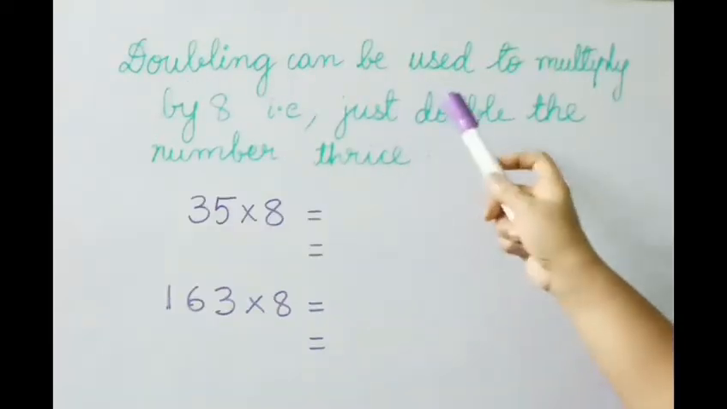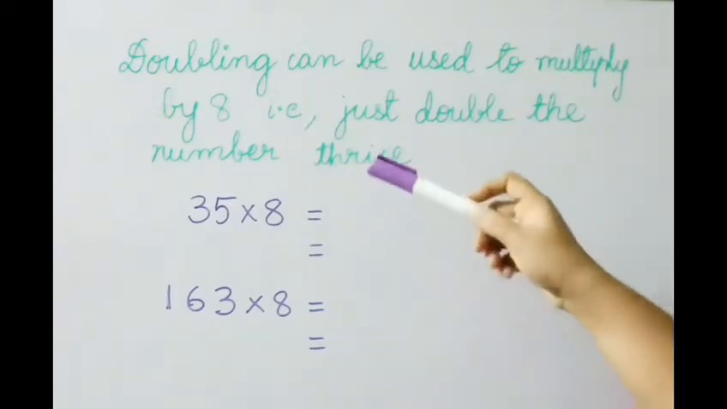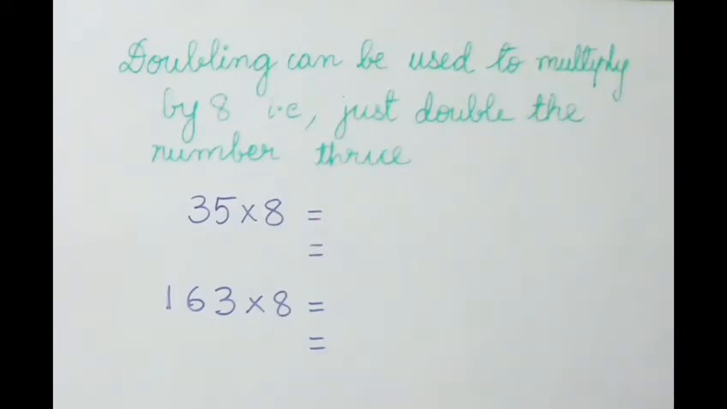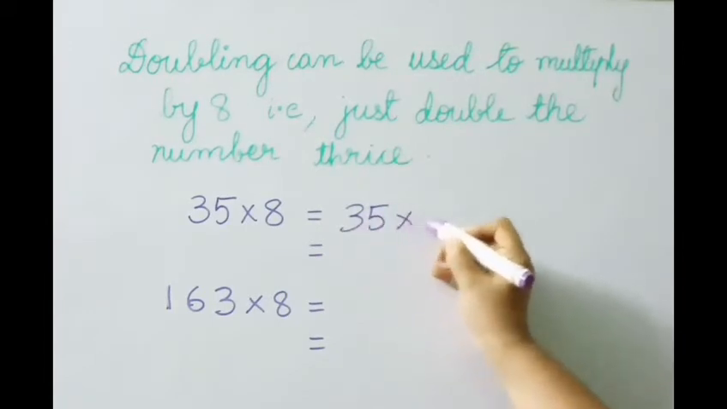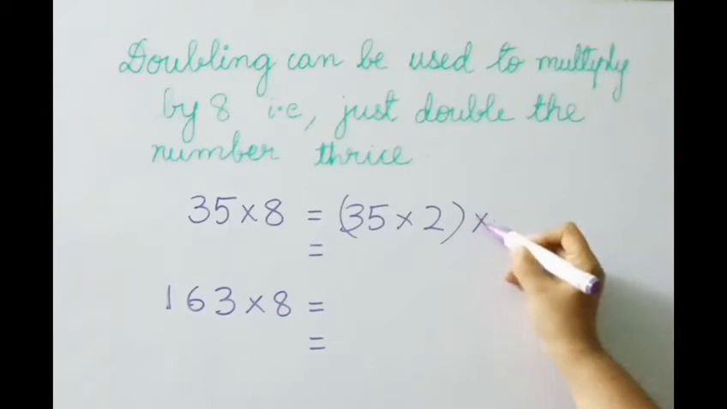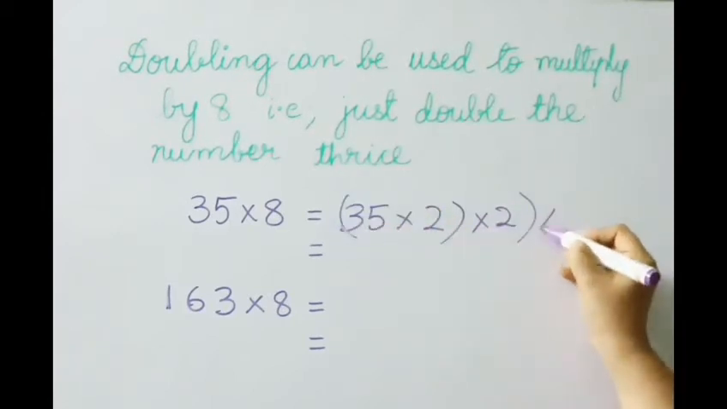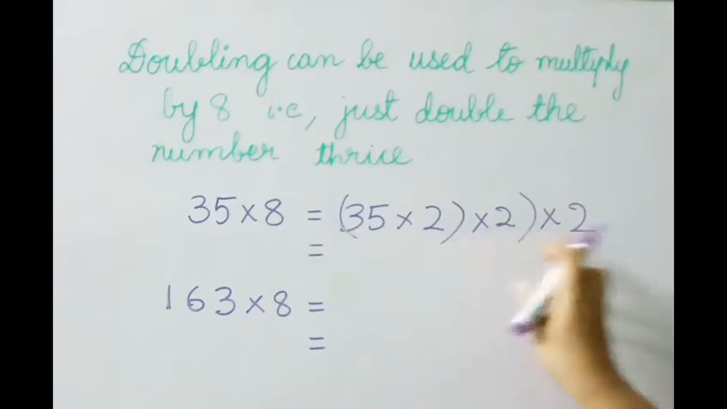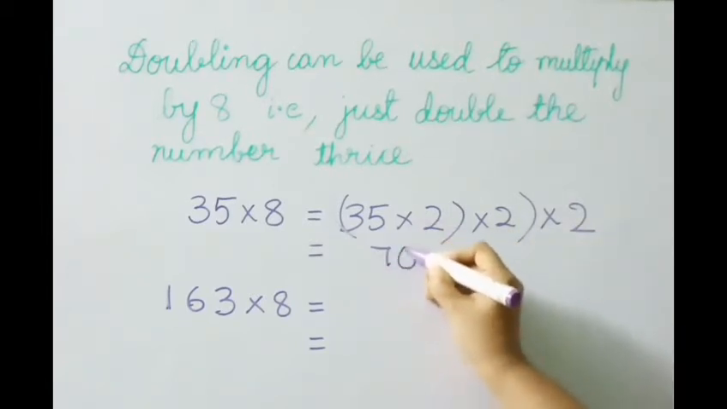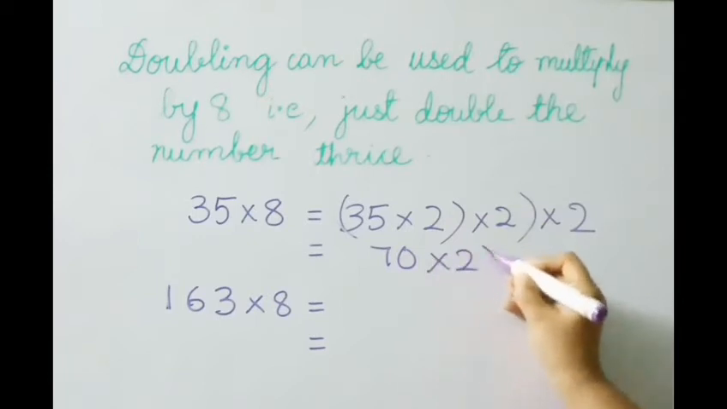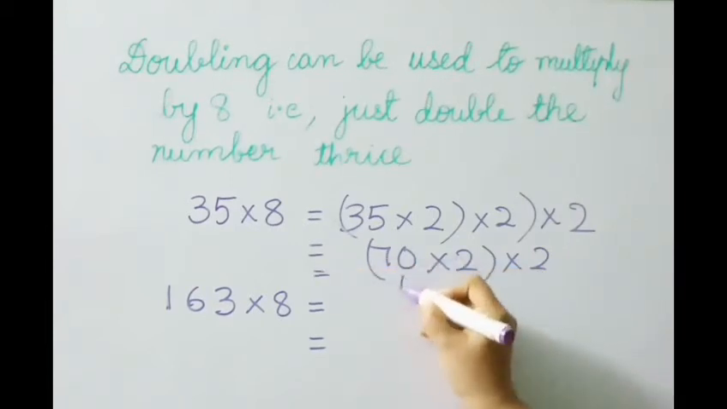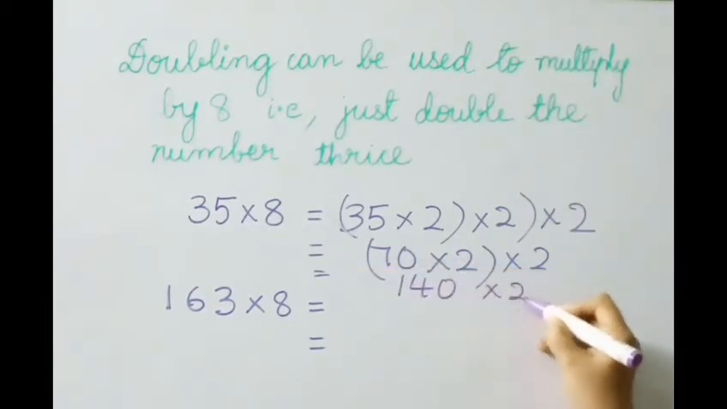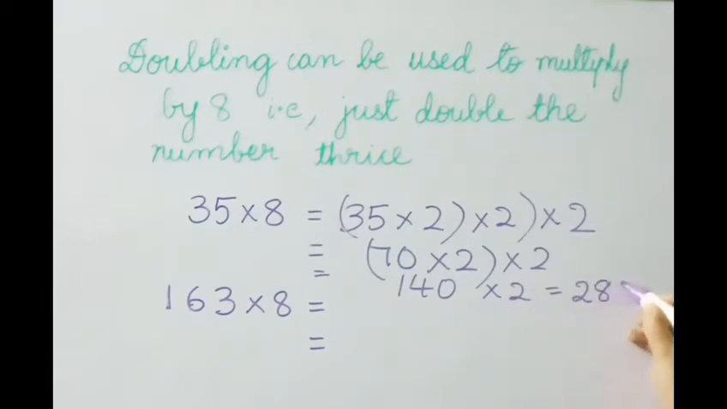See next, doubling can be used to multiply by 8 also. That is, just double the number thrice. 8 can be written as 2 into 2 into 2. So let us see example 35 multiplied by 8. So 35 into 2, again multiplied by 2, again multiplied by 2. So double the number thrice. 35 twos are 70. 70 multiplied by 2, 140. That is multiplied by 2, that means 280 is the answer.